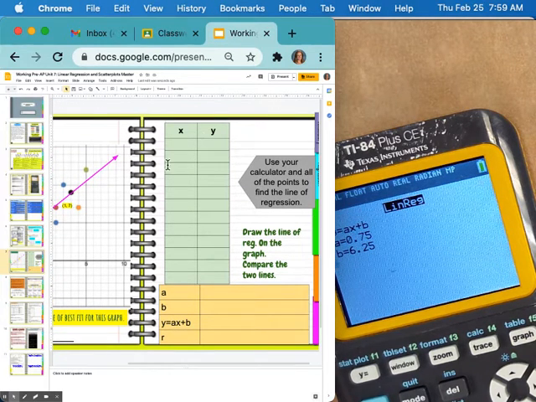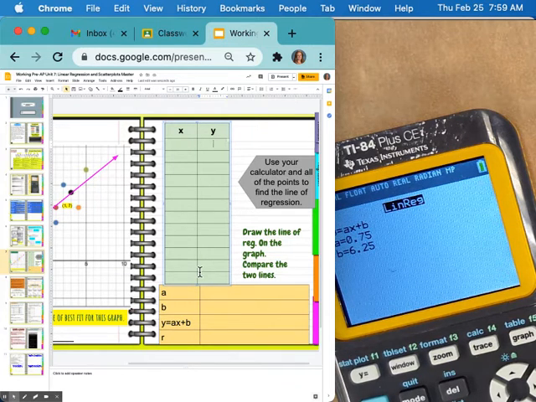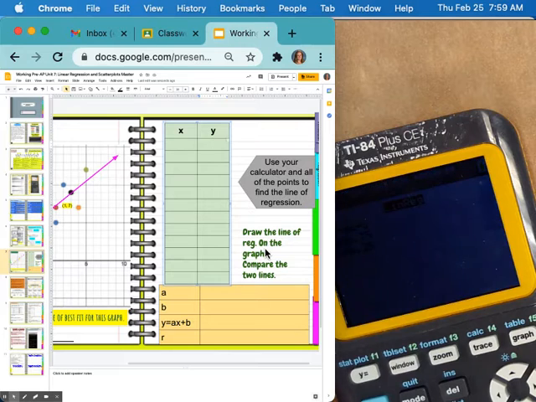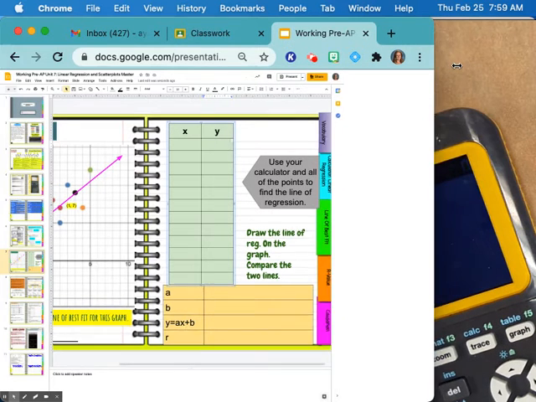So we need to type all of the points here from our scatter plot. So I'm going to give you a few minutes to do that. And then we're going to use the calculator and all the points to find the line of regression. And then draw the line of regression on the graph and compare. So I'm going to pause it real quick.